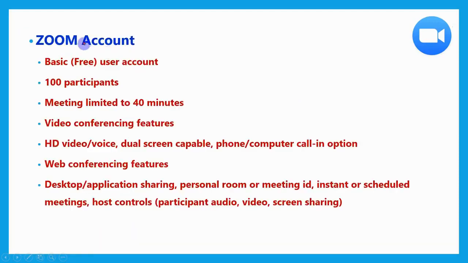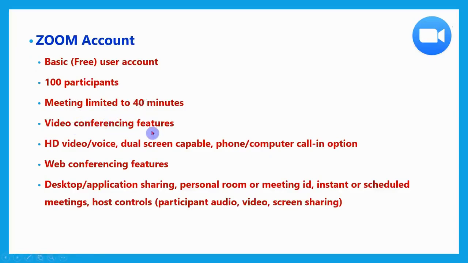So basically a Zoom account, if you log in or sign up with your Gmail account, that is your personal account, it is set as a free or a basic user account. In the account, 100 participants may be able to participate in the video conferencing, and the meeting is limited to 40 minutes. That is, the meeting is of 30 minutes plus 10 minutes grace time. So 40 minutes can be called for a meeting.